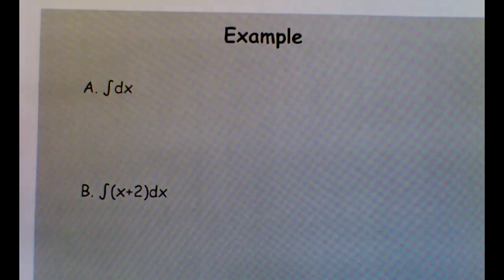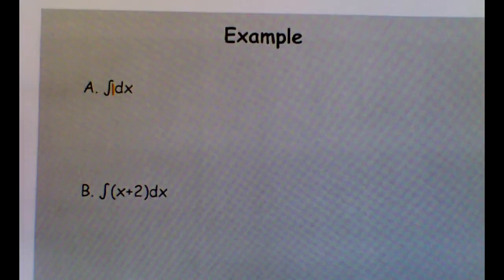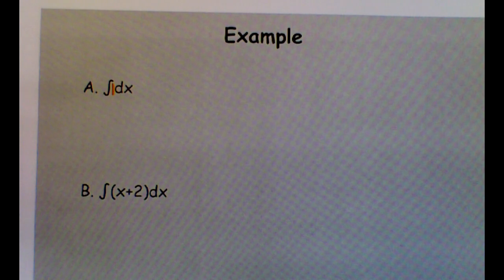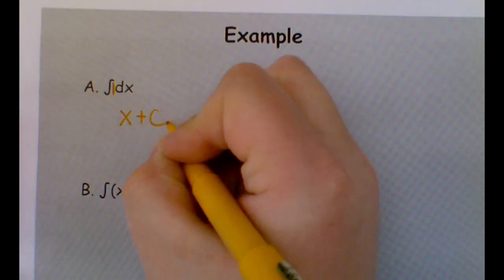All right, the antiderivative of dx. This one's tricky because remember that there's always an invisible 1. So that's just a constant, which means it's the constant times x plus c.